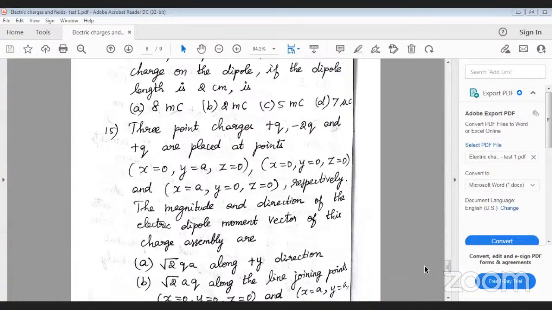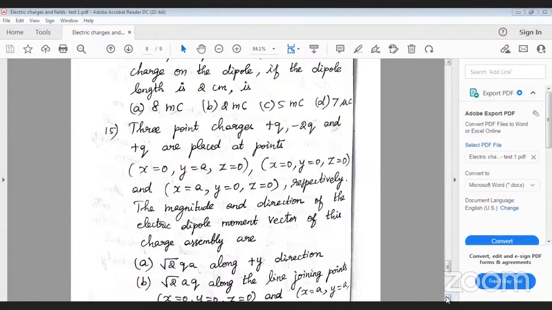So here is the question. Are you able to see the screen? I have shared my screen now. Are you able to see that? Yes, sir. Thank you. So this is the question to you.